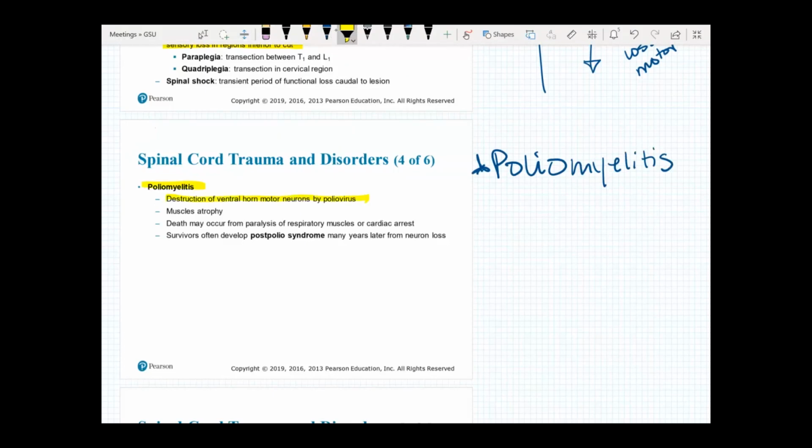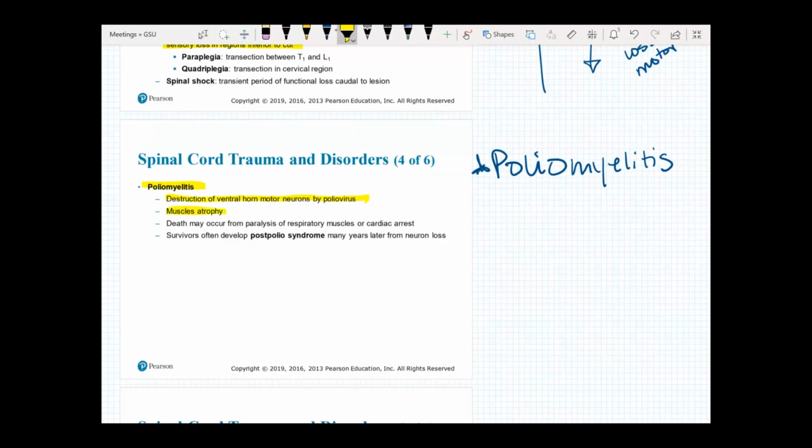So it is destroying the part of the pathway in our body that communicates from our brain to our muscles. Your brain is fine, your muscles are fine. It's the pathway between the two that is actually going to be destroyed. And if that happens, your muscles will end up atrophying.